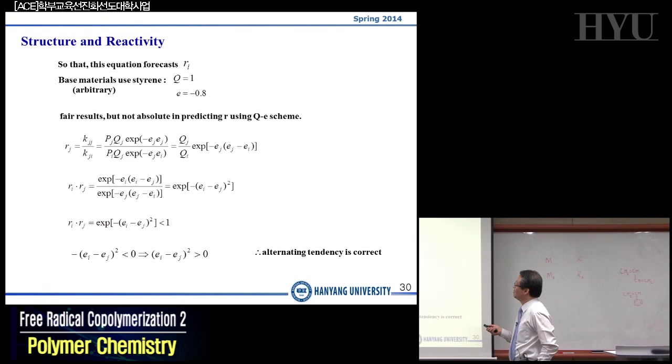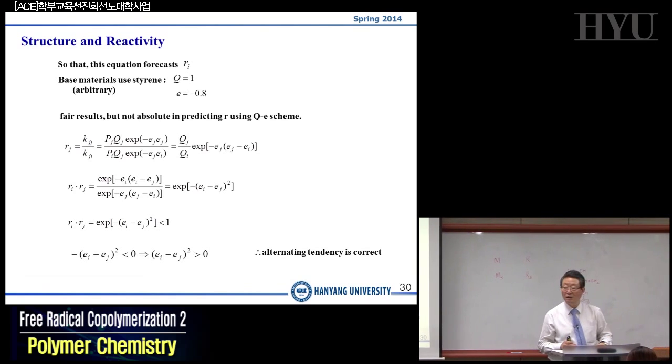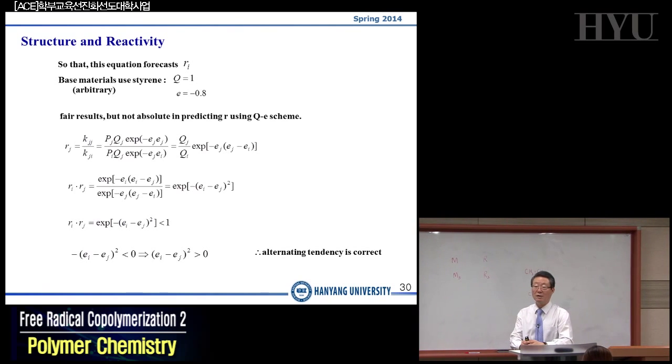But the Q value and E value were set quite arbitrarily. There is no theoretical background for arbitrarily setting styrene as a standard, with 1 and minus 0.8. There is no ground for it, they just set up the standard, styrene, and the other cases. Still, this gives pretty fair results in predicting the R value using this QE scheme.